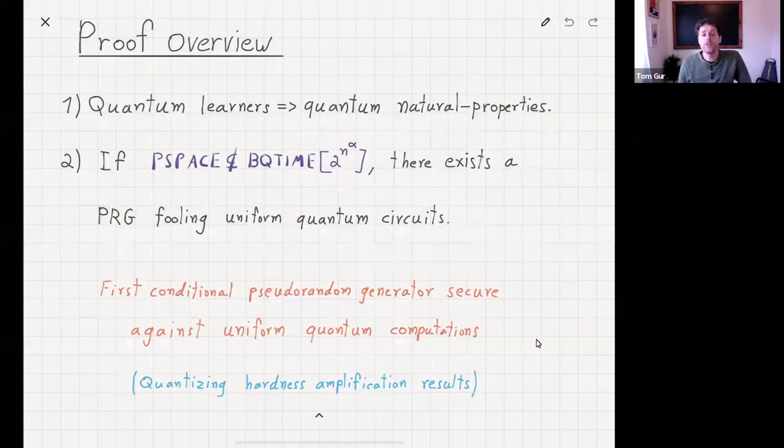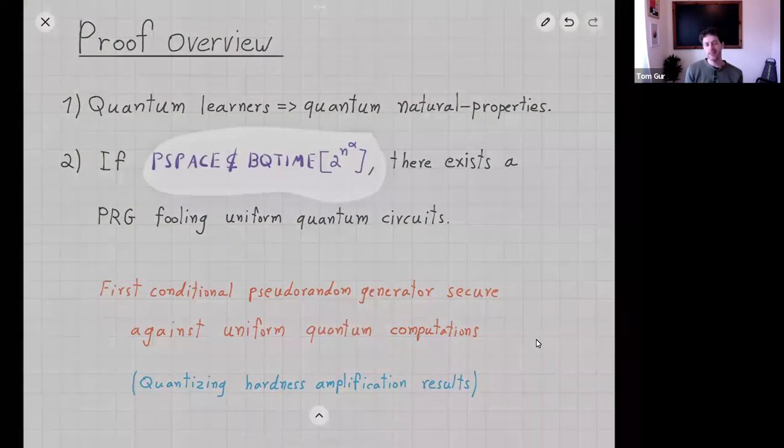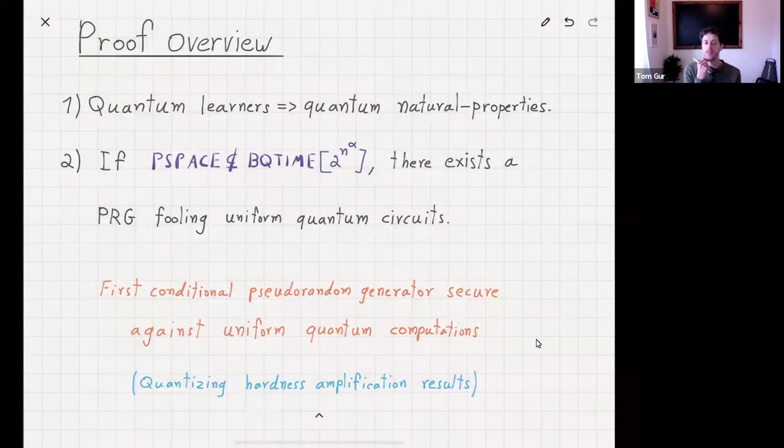Then comes step number 2, which is the main technical contribution that we're doing. We're showing a conditional pseudo-random generator that can fool quantum circuits. Let me do it step by step. First of all, what we're assuming is that there exists some function in PSPACE, in polynomial space, that doesn't admit sub-exponential quantum algorithms. Under this assumption, this gives us a hard function, and using the hard function, we can derive from it some pseudo-random generator that can output strings that no quantum circuit can distinguish from something random.